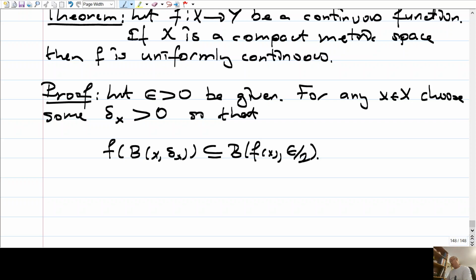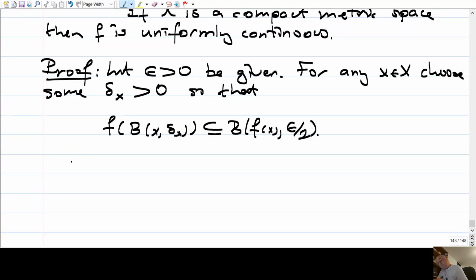Since f is continuous, given any point x, I can find a delta neighborhood around that x so that its image is contained in the epsilon ball. But for technical reasons, I choose not epsilon, but epsilon over 2. I'll work with the epsilon over 2. All right. Then I have what? This, of course, balls. I'll play the same trick. X can be written like this, but each x is contained in this ball.